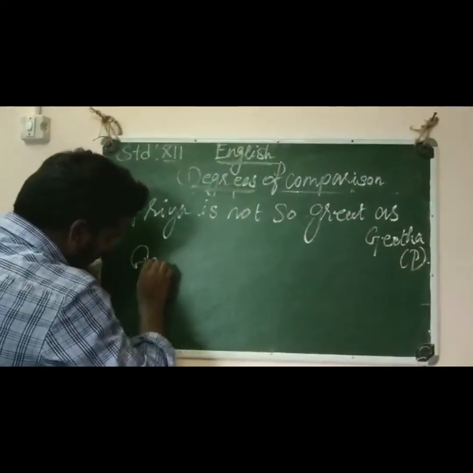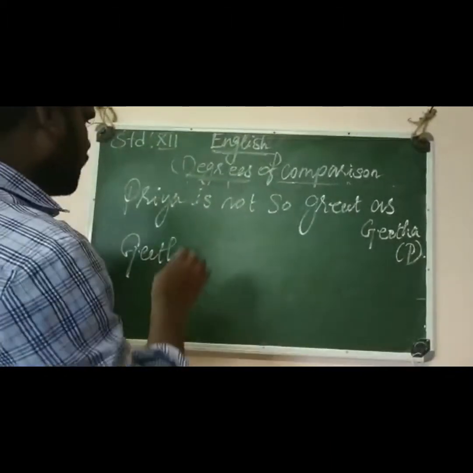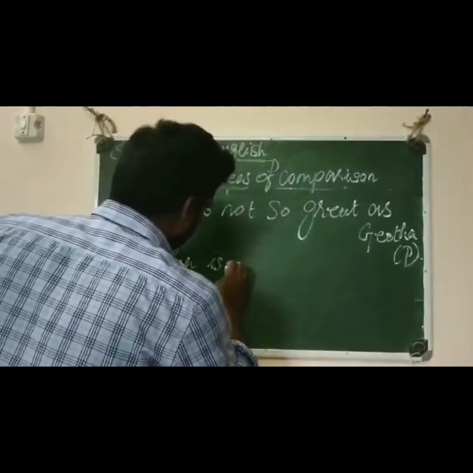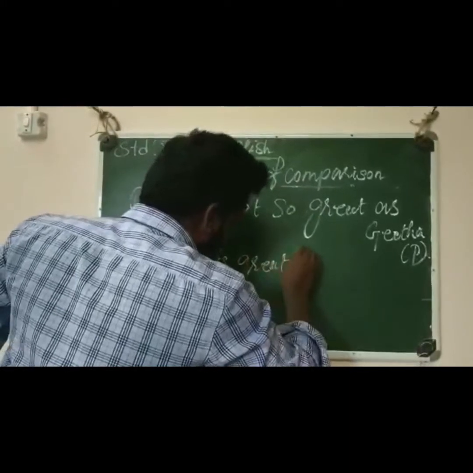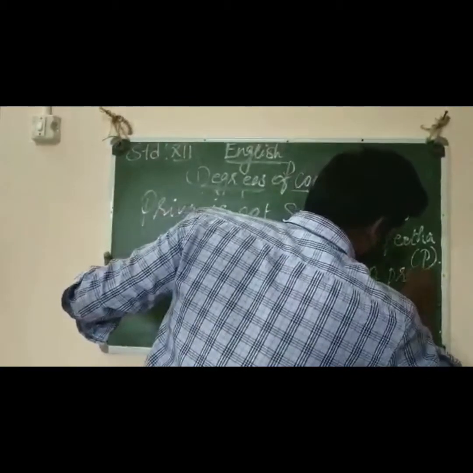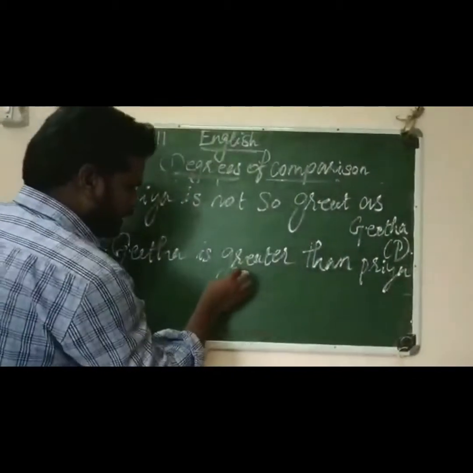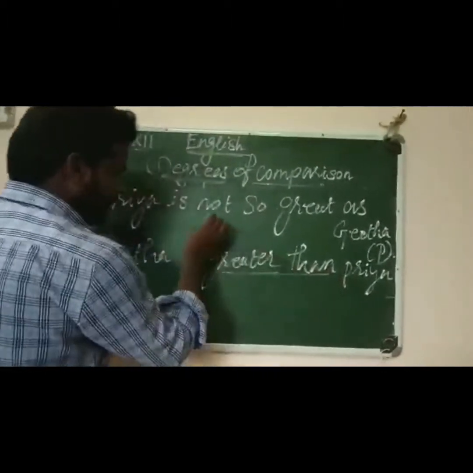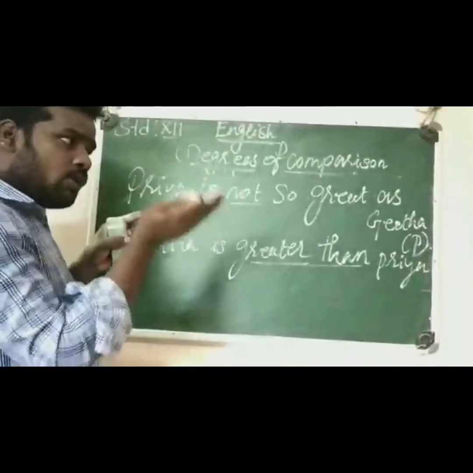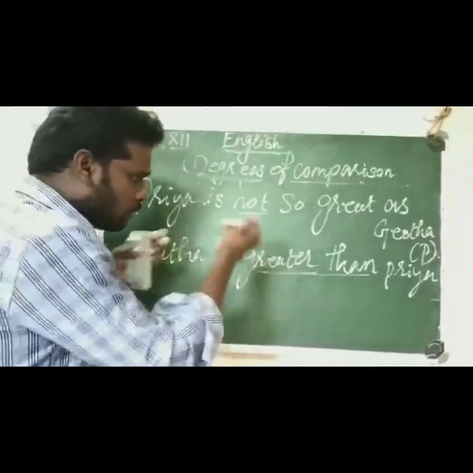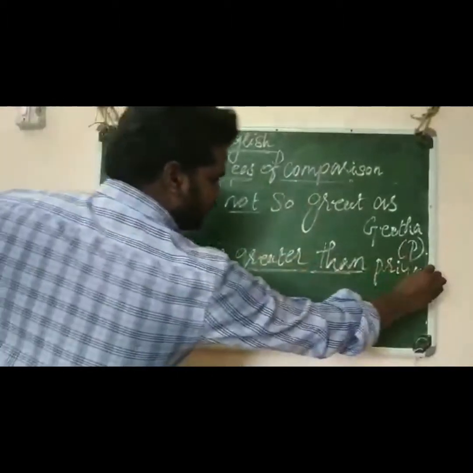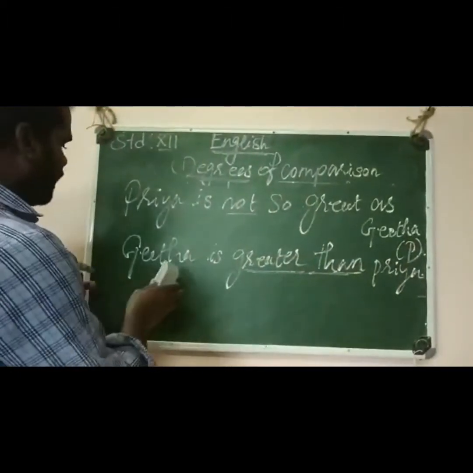Geeta is greater than Priya. Okay, greater than. So not so, adjective, as is first type, and as, adjective, as is also first type. Then how to change? Geeta is greater than Priya. That's all. So the first type is over. Let us see the second type now.